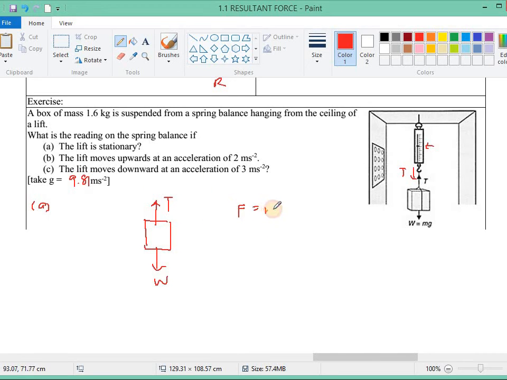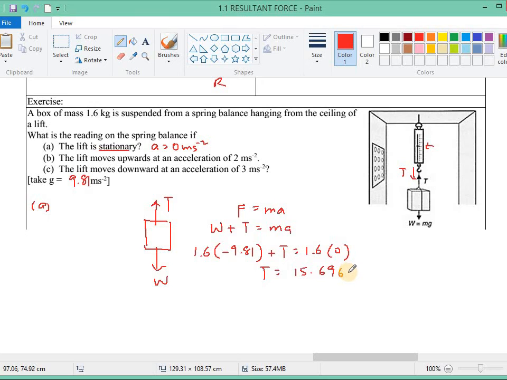So we want to calculate this tension. F equals to MA. This is the resultant force, right? The resultant force is the total of the forces, this tension plus this weight. So weight plus the tension equals MA. This weight will be mass times the gravitational acceleration. The mass is 1.6, the gravitational acceleration is negative 9.81 because it is going downward, plus the tension. The mass is 1.6. Stationary means the acceleration is 0 meter per second squared. So the tension will be equal to 15.696, or 15.7 if you round off, which can also be accepted.